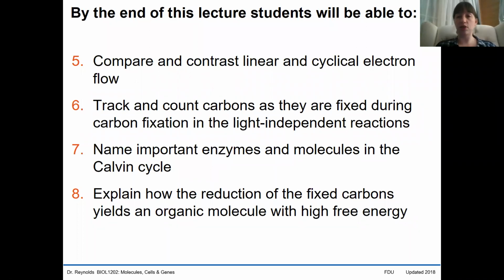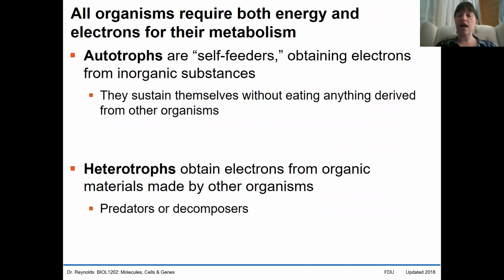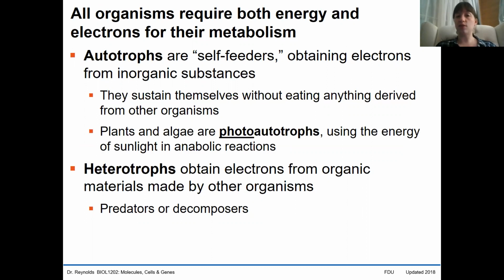of cellular respiration. Now, in order for us to continue with our discussion in connecting these metabolic strategies, we need to define the types of organisms which conduct these different metabolic strategies. Auto means self, and so autotrophs are self-feeders. They obtain electrons from inorganic substances. They sustain themselves without eating anything derived from other organisms.